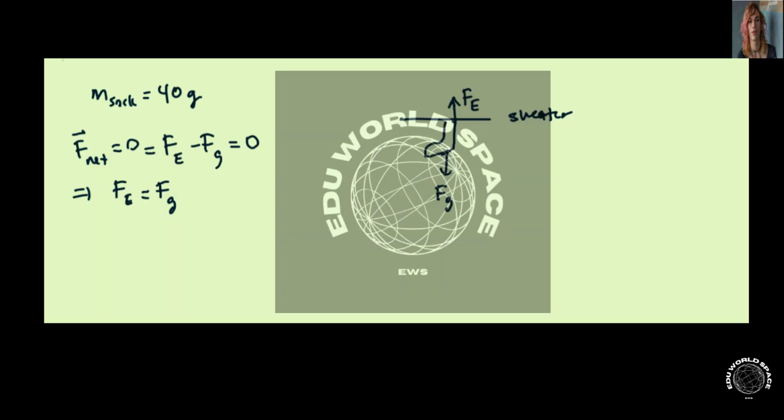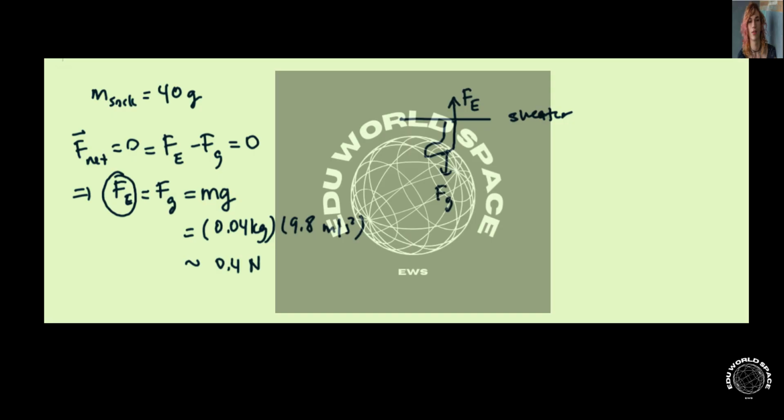So in the first part of the problem, we're asked to estimate the minimum attraction force between the sock and the sweater. So we're asked the minimum Fe. The minimum Fe, as you see, has to be equal to Fg, which equals m times g, m sock, right? So m sock would be 0.04 kilograms times 9.8 meters per second squared. So from here, it's almost 0.4 newtons, all right? This is the first estimation.